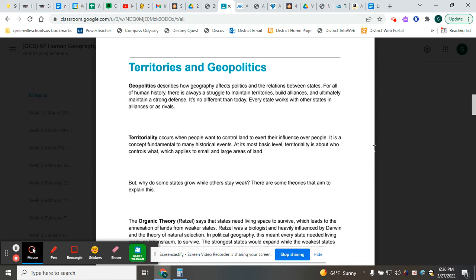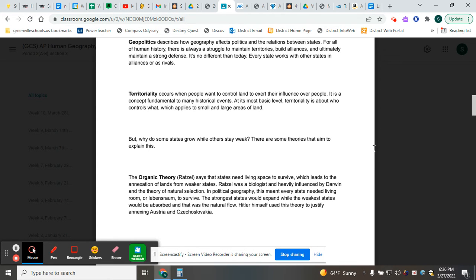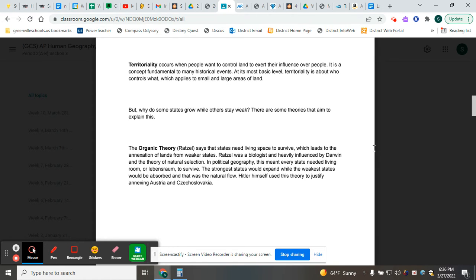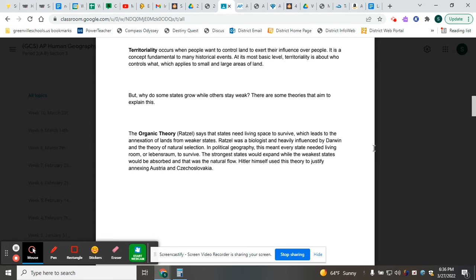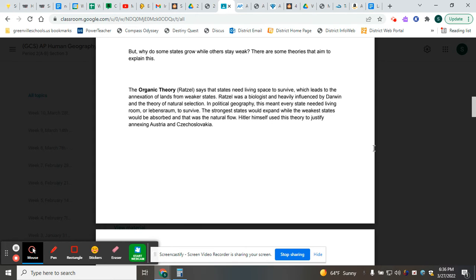Territoriality occurs when people want to control land to an extent or to exert their influence over people. It is a concept fundamental to many historical events. At its most basic level, territoriality is about who controls what, which applies to both small and large areas of land. But why do some states grow while others stay weak? There are some theories that aim to explain this. One is what's known as the organic theory.